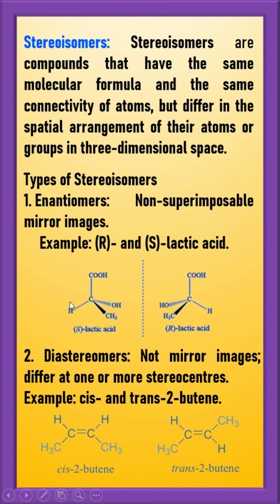Now you concentrate on the carbon atoms of S lactic acid or R lactic acid. Here you see this carbon or this carbon are connected to four different groups. This type of carbon atoms are called chiral carbon atoms.